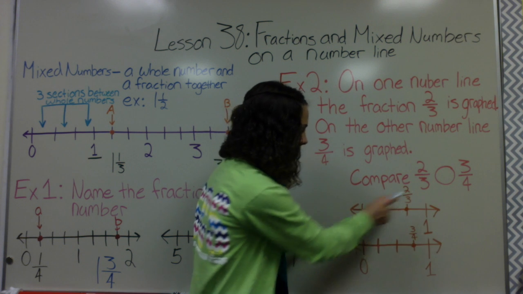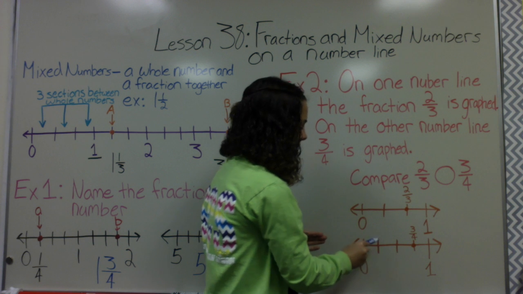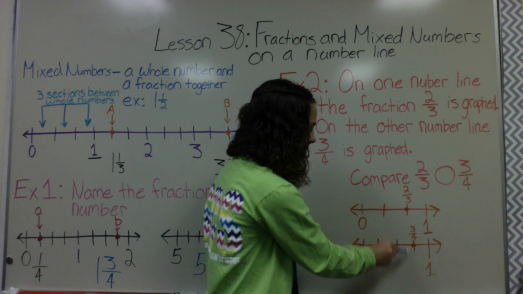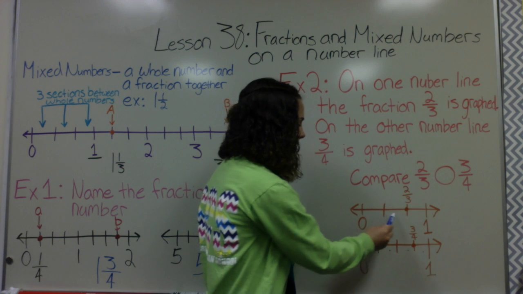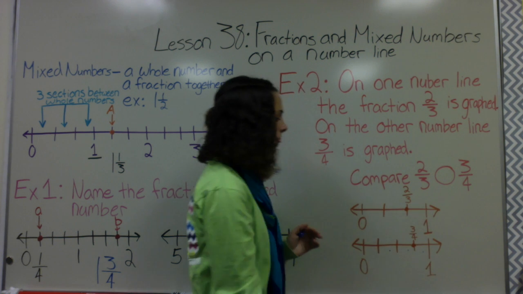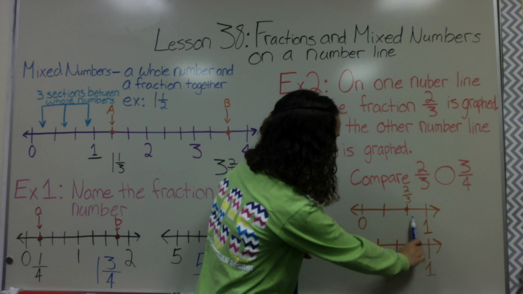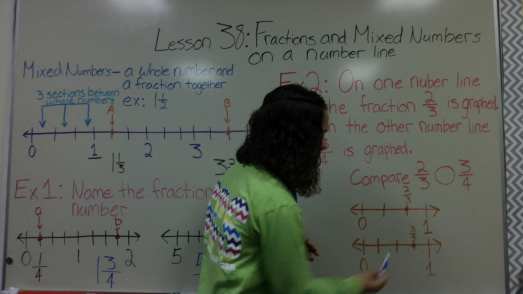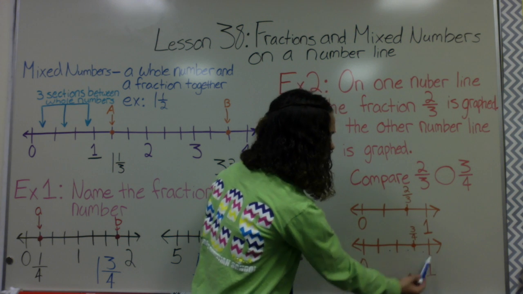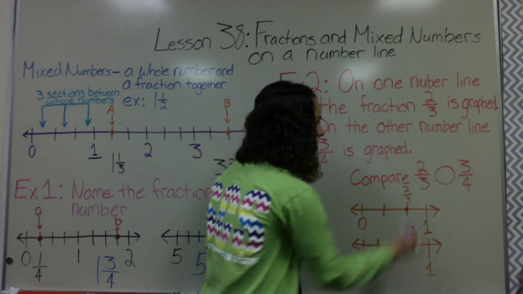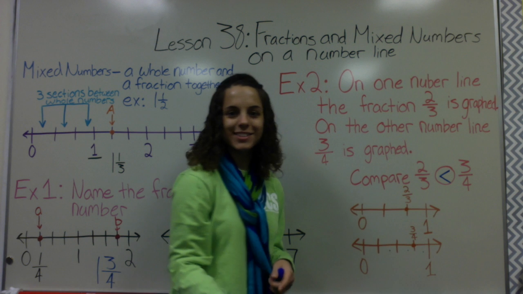If I draw them in between 0 and 1, because we know it's bigger than 0 and less than 1, and I split 1 into 4 equal parts. I have 4 spaces, 1, 2, 3, 4. And I split the other into thirds, 1, 2, 3. And I can see that 3/4 is actually slightly bigger than 2/3. It's slightly closer to 1 here on this line than it is on this number line. So 2/3 is less than 3/4.